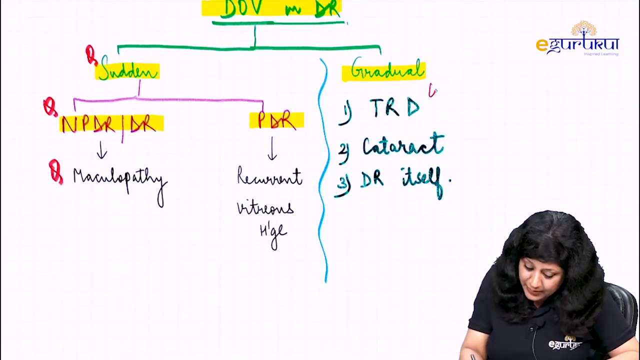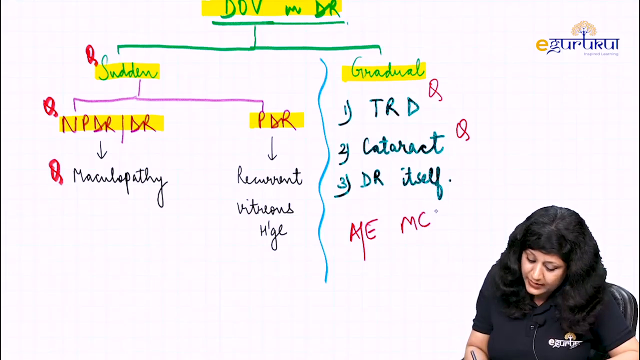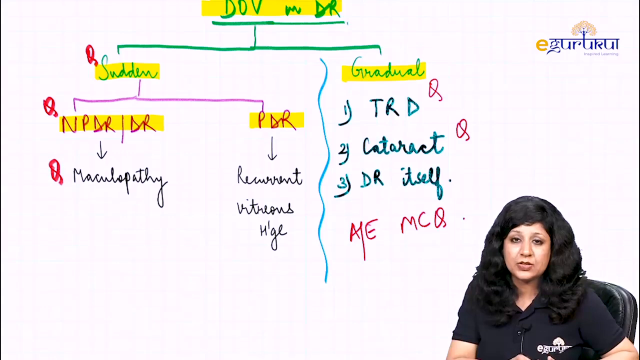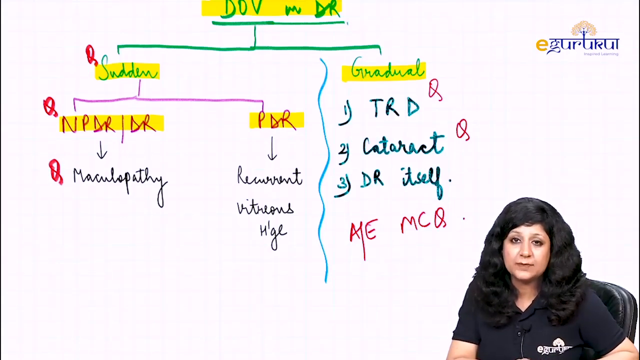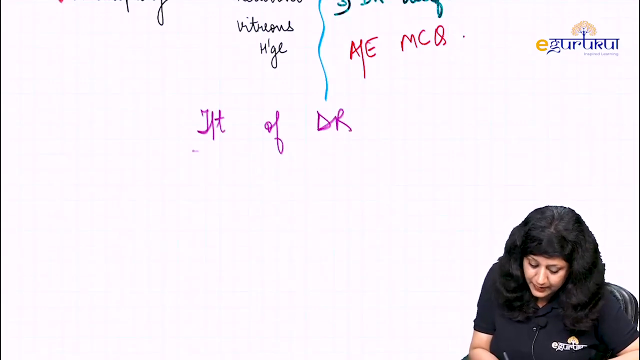They can ask you the type of RD, the type of cataract, and they can also ask you an MCQ about this gradual vision loss. Now we come to the treatment of diabetic retinopathy.